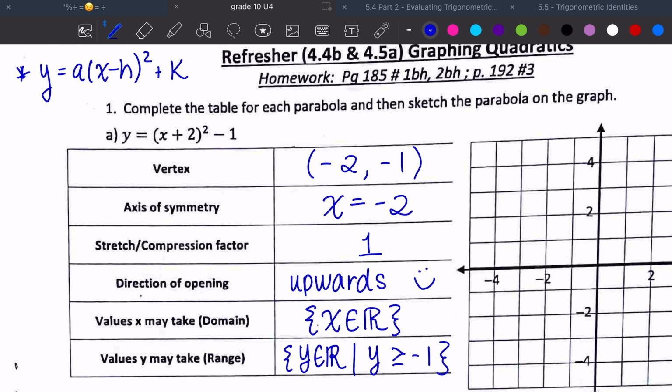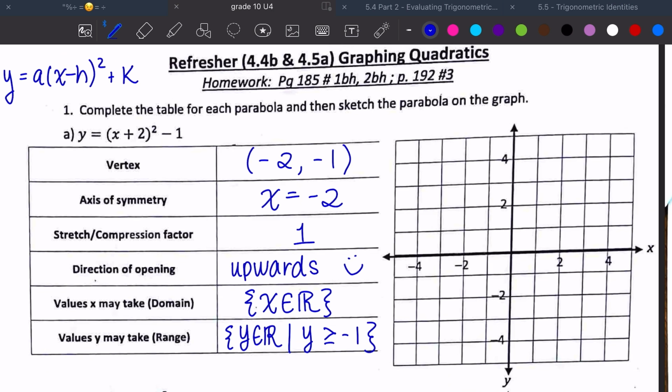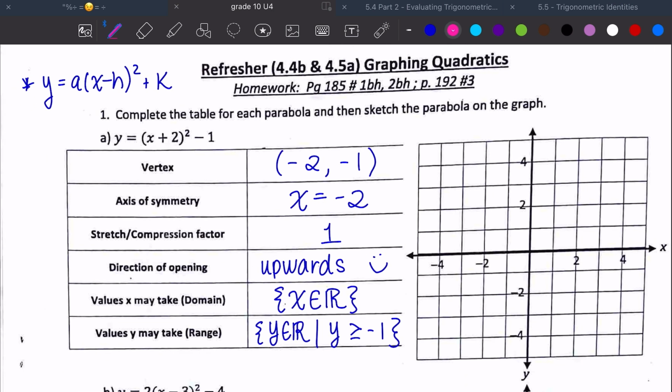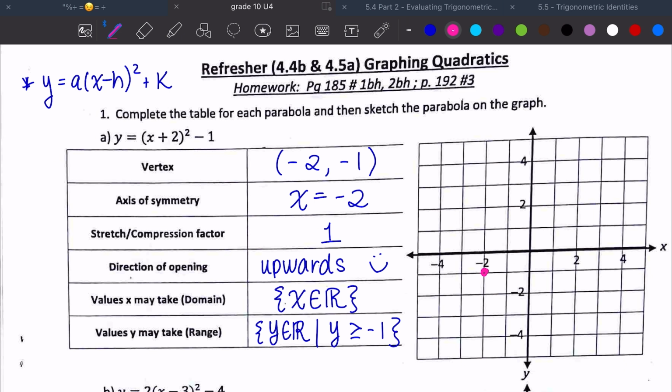Yeah, absolutely. Perfect. So we said, let's start with our vertex. Let's plot that. So we know, okay, I'm going to -2, and then I'm going down 1. So I'll be down here. Right? And then do we remember our step pattern from way back when? Yeah, Sarah, what's our step pattern?